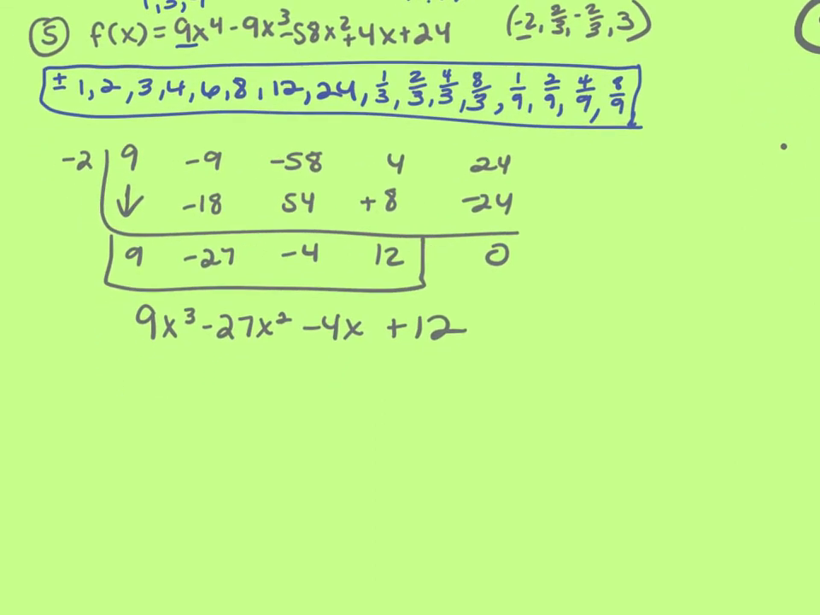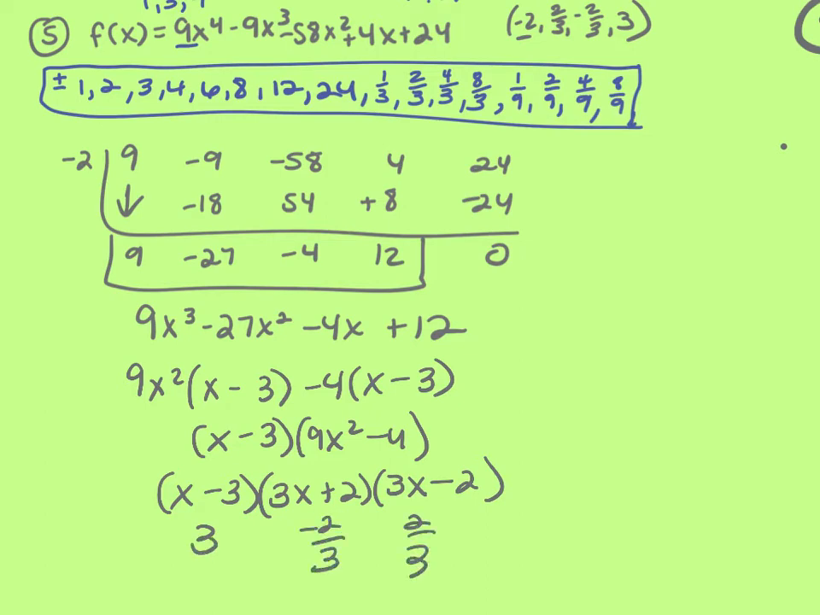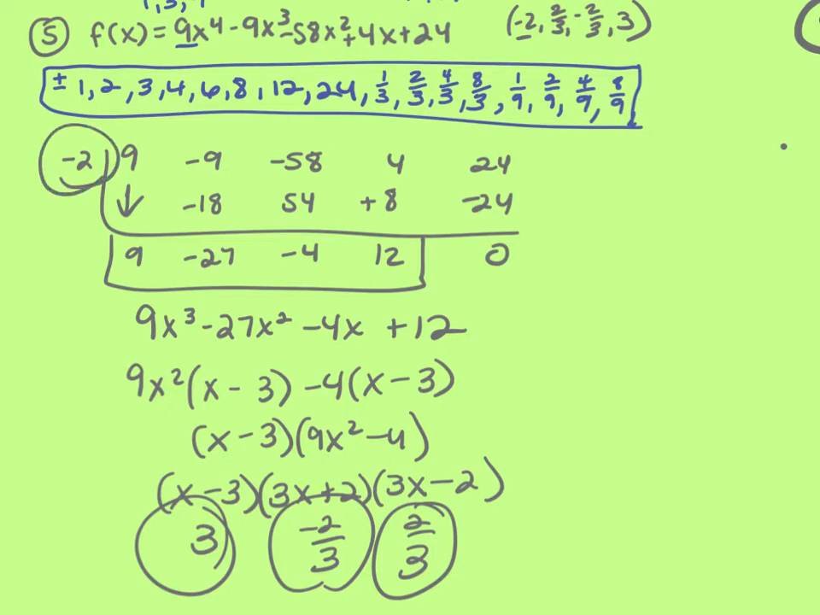Now I look at this, 9x to the third minus 27x squared minus 4x plus 12. And I want to see if I can factor by grouping. So I can take out a 9x squared from here, and I get x minus 3, and I can take out a -4, x minus 3, so it's x minus 3 and 9x squared minus 4. Then 9x squared minus 4 becomes 3x plus 2 and 3x minus 2. So I get +3, -2/3, and +2/3. This, and the -2 are the roots.